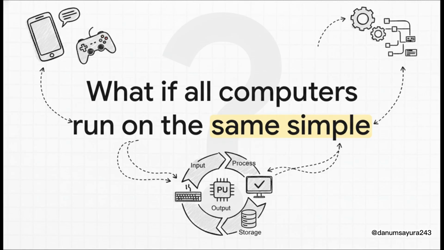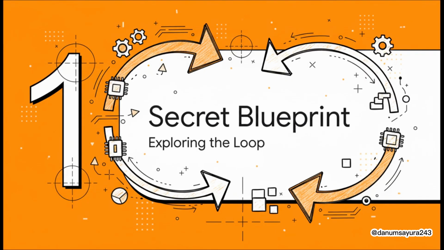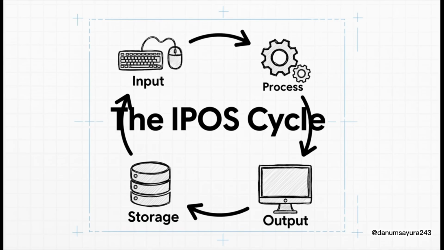It's a great topic. Our sources all confirm that if you really want to get computing logic, you need to master one foundational mechanism. The IPOS cycle. Input, process, output, and storage. This is apparently the core operation of any computational system, from a giant supercomputer all the way down to the chip in your smart toothbrush.